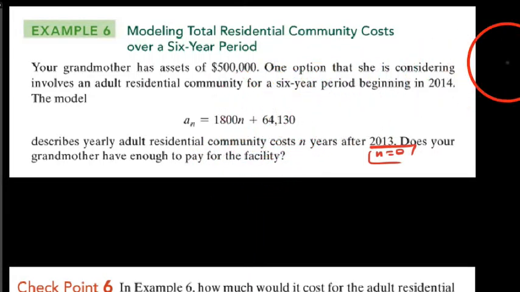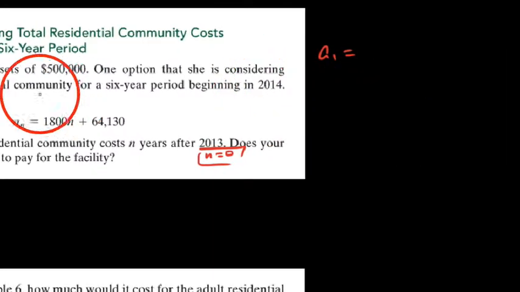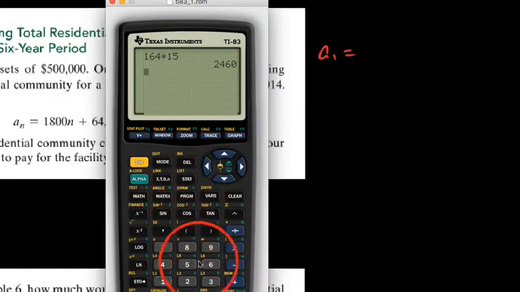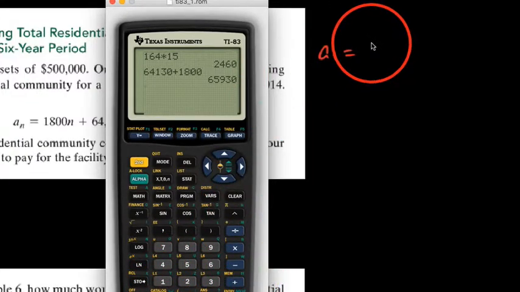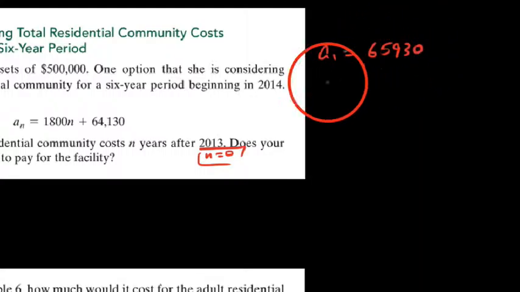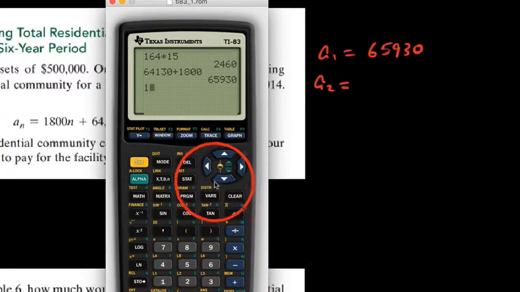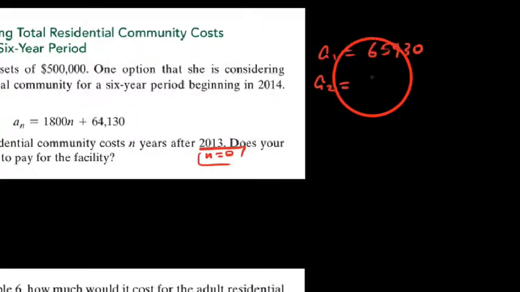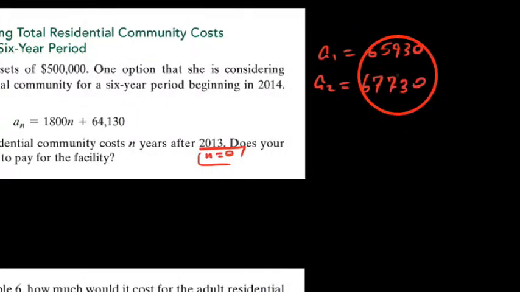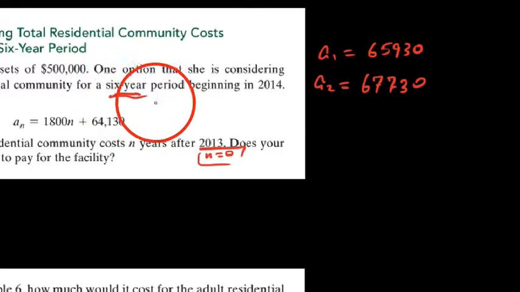So one way to look at this is, how about A1? A1 would be 1,800 times 1 plus 64,130. Just like with my calculator here, we'd say 64130 plus 1,800, and we get 65930. If we were to look at A2, this would be plus another 1,800, so I'm going to add another 1,800 on this. We don't have to keep this up for very long, don't worry. There we go, answer plus 1,800. Basically what I want you to see is 67730.